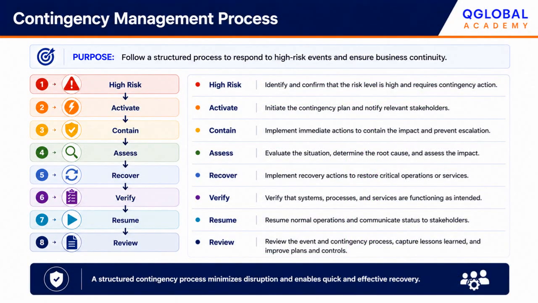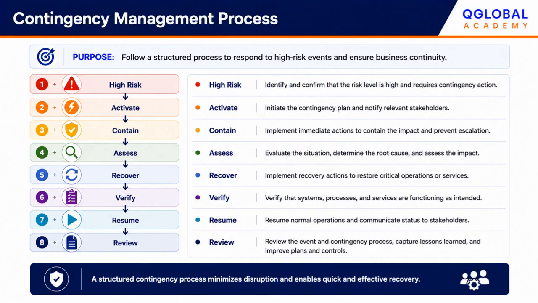This slide presents a structured process for managing contingency situations. The process begins with high risk. First, identify and confirm that the remaining risk is significant enough to require a contingency plan. Not every risk needs one. The focus should always be on high-priority risks that could seriously affect the organization.